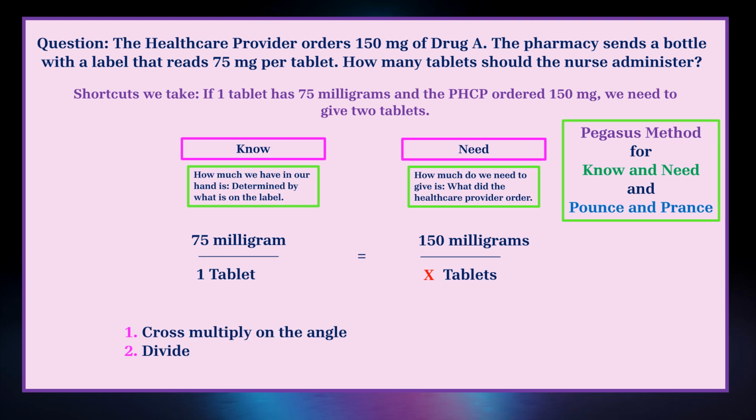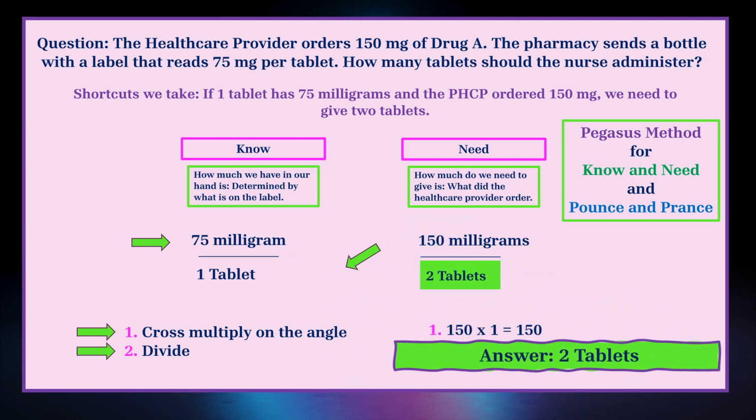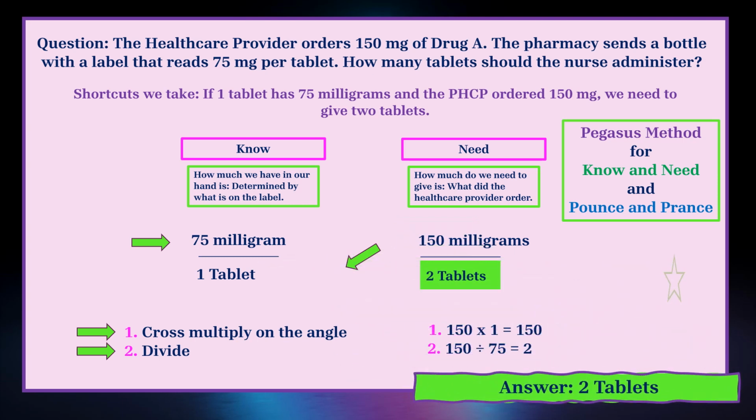We're going to cross multiply on the angle and divide. So to cross multiply on the angle, 150 times 1 is 150, and then we're going to divide by what's left over. So 150 divided by 75 is 2. Our answer is 2 tablets.